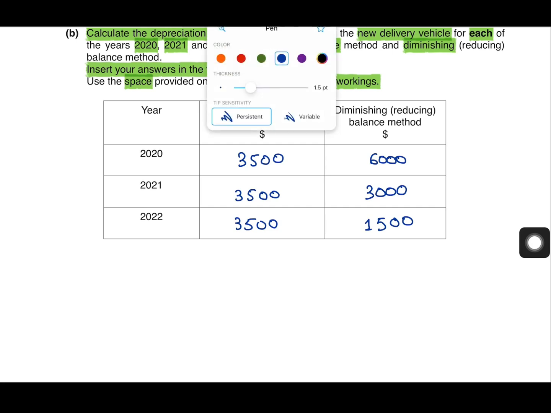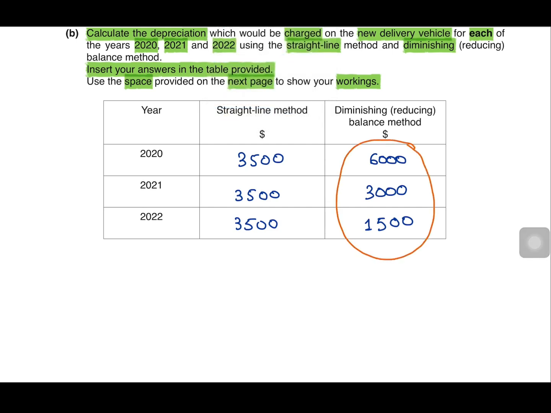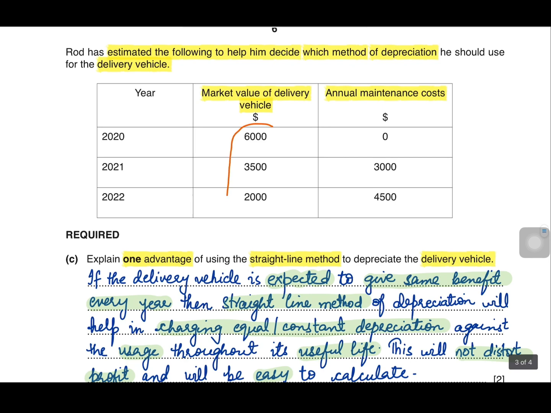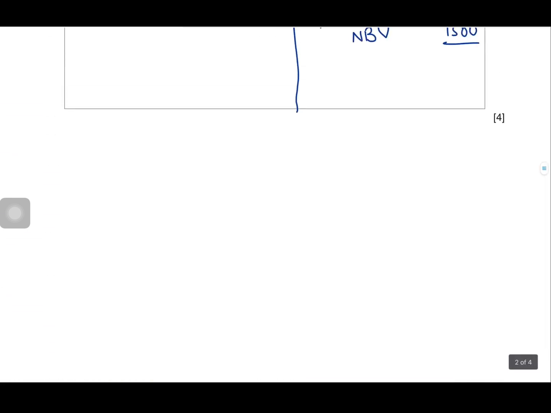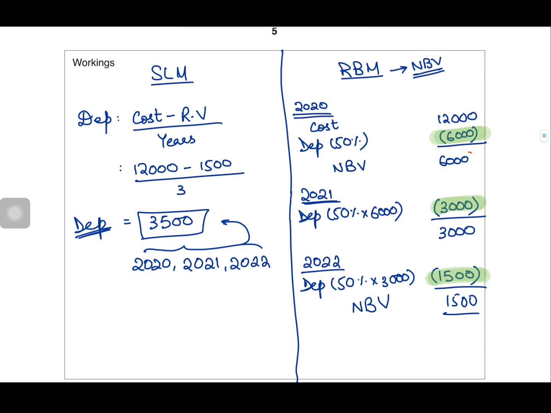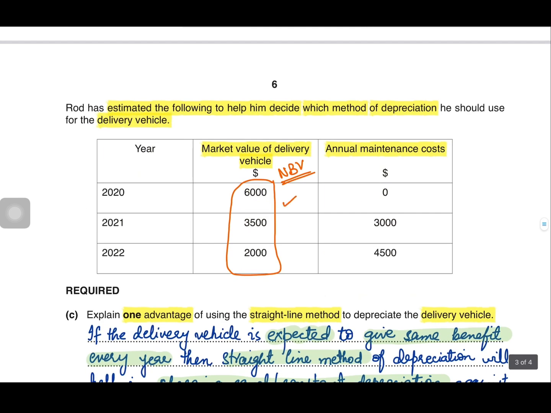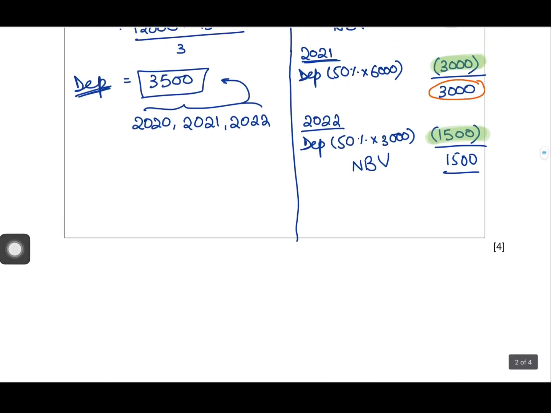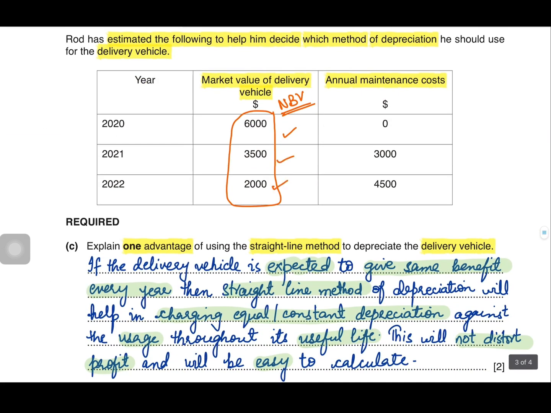Now, if we compare these figures, 6,000, 3,000, 1,500, with the market values given to us before part C, can we say that these market values at the end of each year are very much closer to the net book values that we calculated for the reducing balance method? See, in the first year the net book value is 6,000, and the market value is also 6,000. In the next year it is 3,500, and the net book value is 3,000, again a much closer figure. And in the last year the net book value is 1,500 and here it is $2,000.